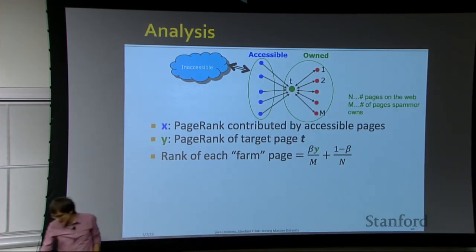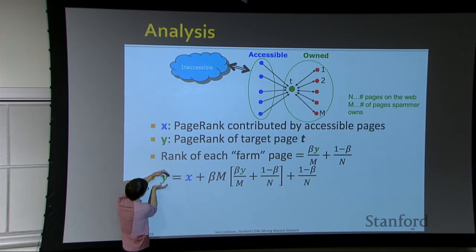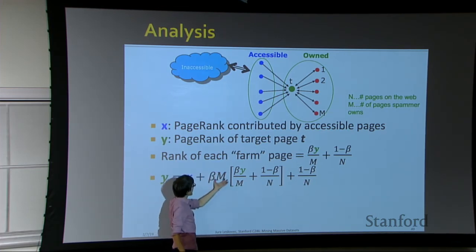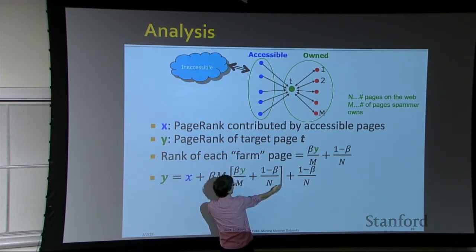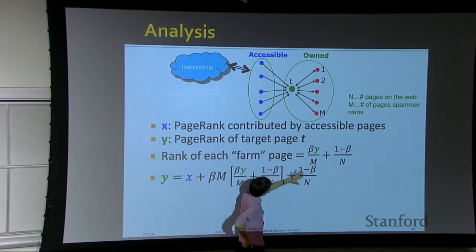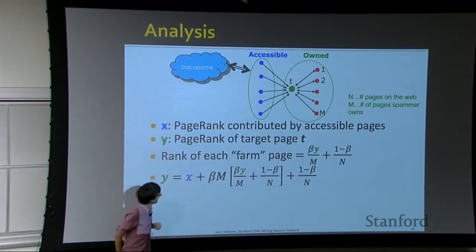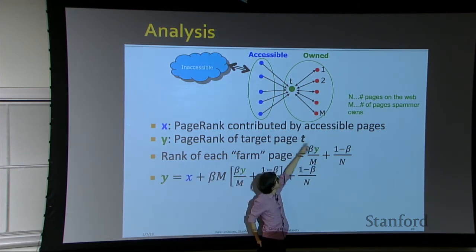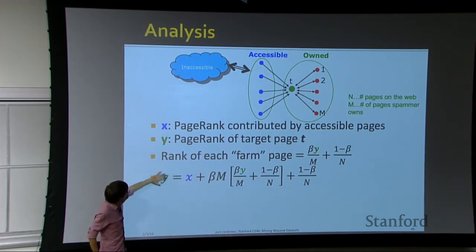So this is the first thing. I can write this out and say the PageRank score of Y equals X, which is the stuff that comes from the blue pages, plus beta times M, the number of pages I own, times the PageRank score of each of the M pages I own, plus whatever the node Y gets due to the random jump. So all we did is to say, what's the PageRank score of every forum page? It only depends on the PageRank score of the page Y, the target page. This is the number of pages I own. This is the teleport parameter beta.